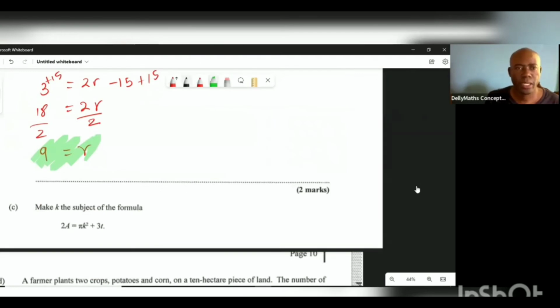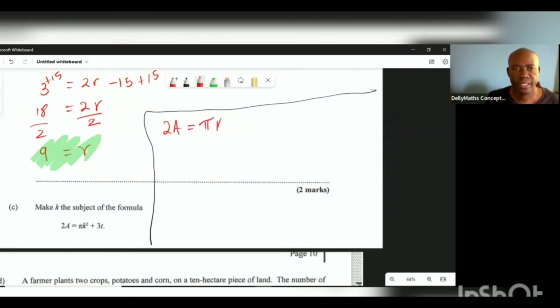We want to make K the subject here. So I want to make K the subject right here. So I actually have 2a is equal to pi k squared plus 3t. And we want to make K the subject. So I'm going to leave the subject and anything directly attached to it for last. I'm going to leave these for last. So it means that I'm going to subtract 3t from both sides, right?